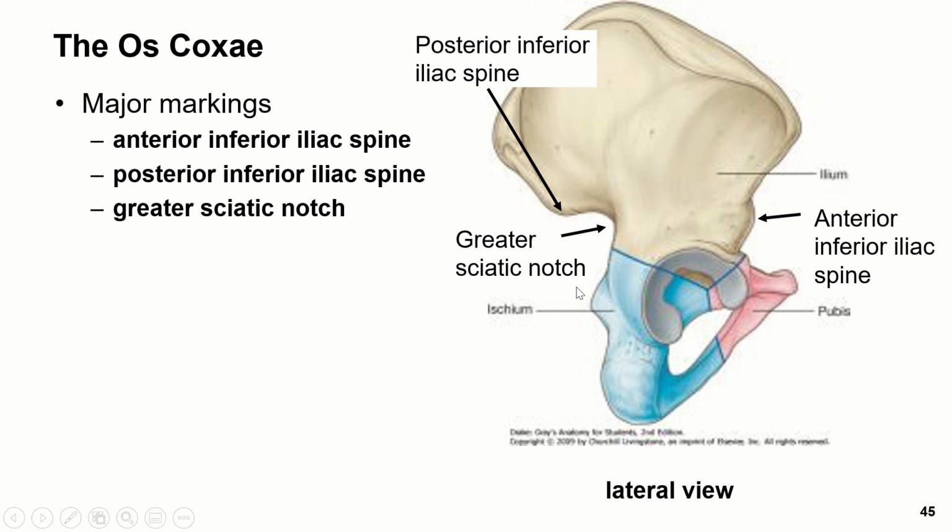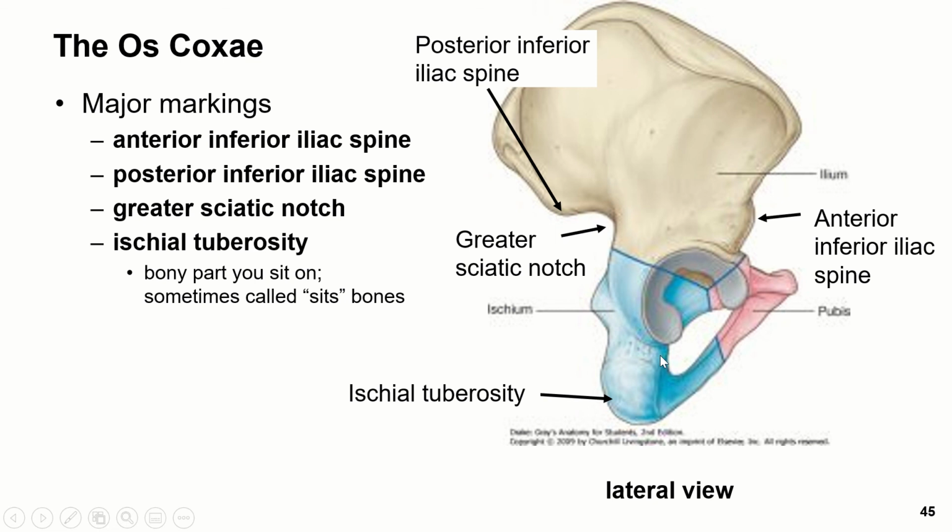The sciatic nerve travels through that greater sciatic notch on its way down the back of the leg. The lesser sciatic notch is here, and it's not on your study guide, so don't worry about it. The ischial tuberosity is this big lumpy part here. It is a very rough, sort of oval-shaped, pretty large tuberosity. People sometimes call that the sits bone.